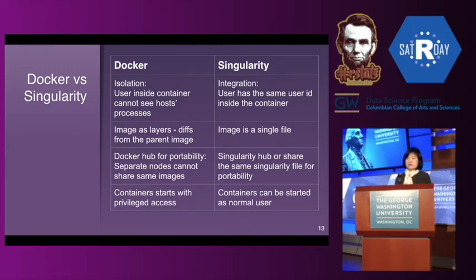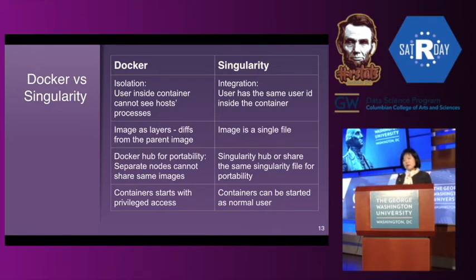And Singularity, because it's running on an HPC environment, is focused on integration. So the user is the same user inside the container as outside. So for me, with Singularity, you can run a Singularity image as if you are just running a binary on the host system. And for Docker, the images are layers. So basically, they're just the difference between this image and the parent image.